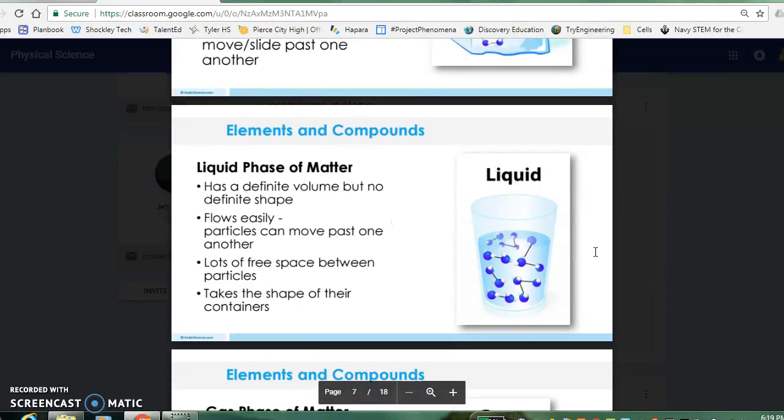Next, we have the liquid phase of matter. The liquid phase has a definite volume just like a solid. However, it does not have a definite shape. A liquid is going to take the shape of the container it's in. Because it takes the shape of its container, that means it flows easily. And it flows easily because the particles are spread a little bit further apart and they can easily slide past one another. If a liquid flows very quickly, we say it has a low viscosity. And if it flows very slowly, like honey or molasses, then it has a high viscosity. Viscosity is a liquid's resistance to flow.